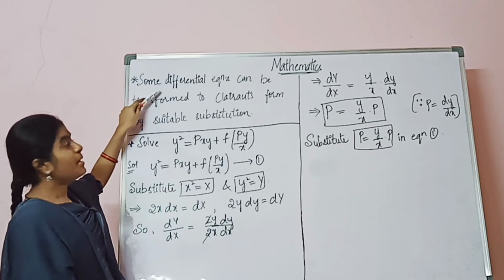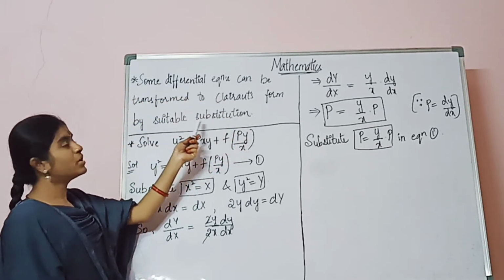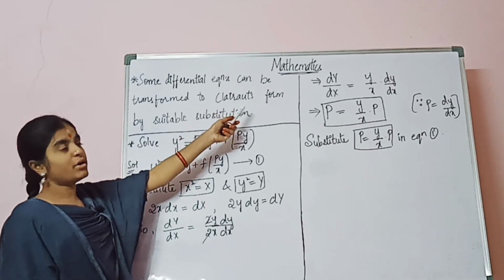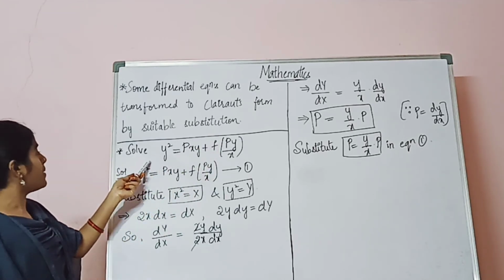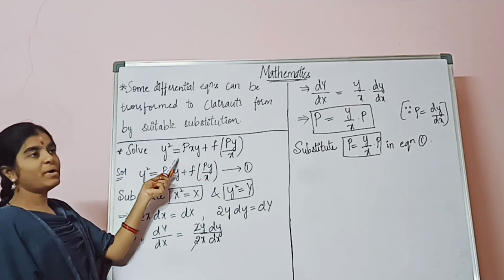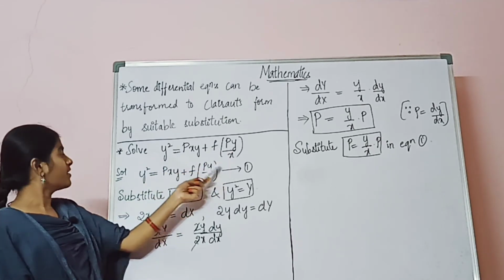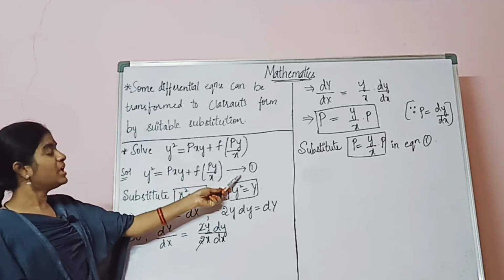So here some differential equations can be transformed into Clairaut's form by suitable substitution. So let us discuss an example problem. Solve y square equals pxy plus f of (py by x). So the given equation we are considering as equation 1.